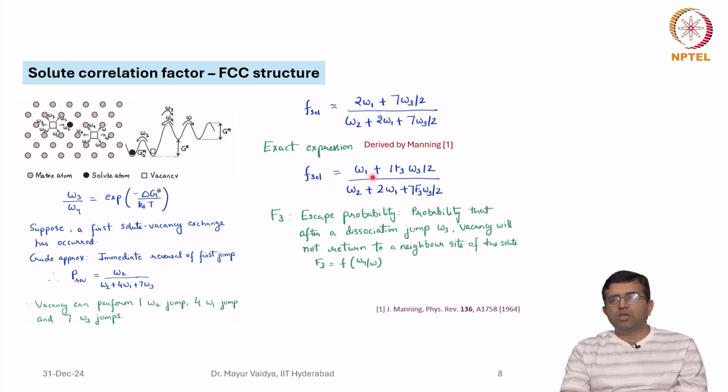The exact expression also involves a factor F3, which is known as the escape probability. It is the probability that after a dissociation jump omega 3, the vacancy will not return to a neighbor site of the solute. See, once the vacancy has exchanged its position, let's say here, it can keep on going and never return to near the solute. So that probability also has to be taken into account to derive the exact expression for the correlation factor. So the correlation factor is given by this expression where F3 denotes the escape probability.